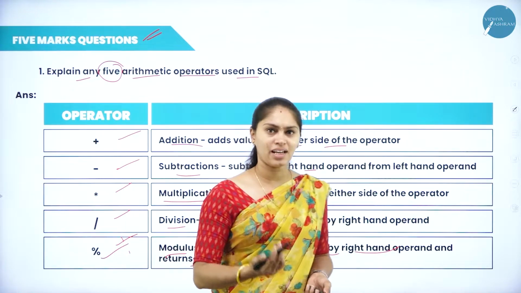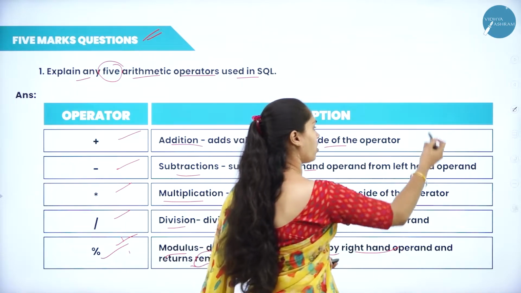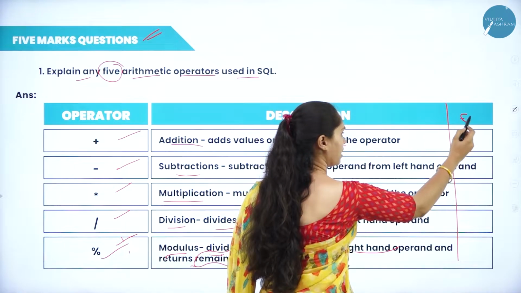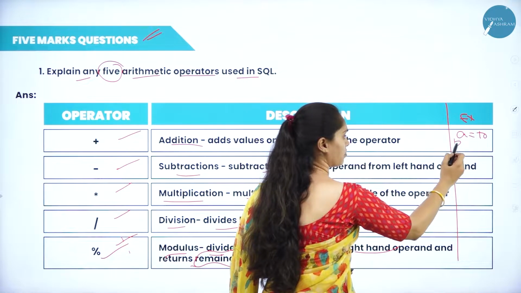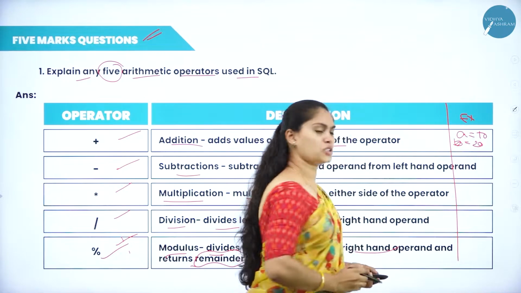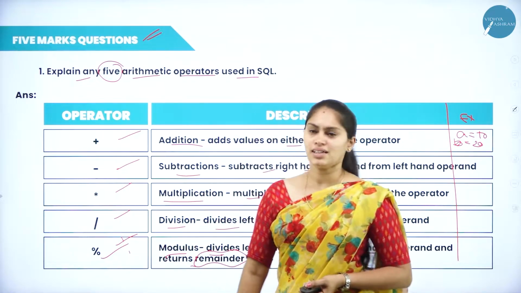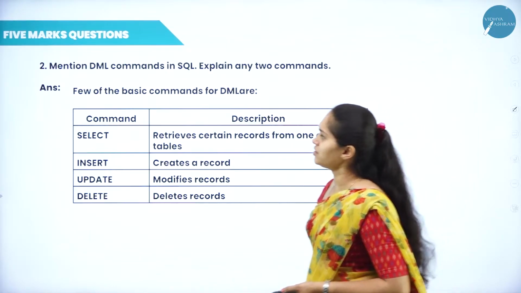Along with that, you can take an example here. So make one more column with respect to example and give some value for A and give some another value for B and do all these operations. So that can take place. We'll see the next question.